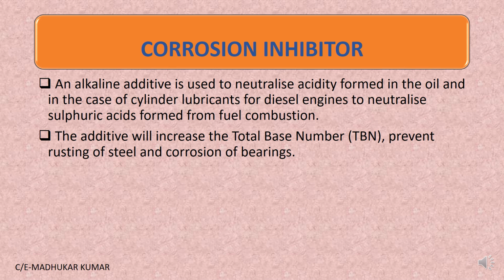So these additives will increase the TBN, that is your total base number, and prevent the rusting of steel and corrosion of the bearings, or rather prevent the corrosion of the various components where it is found. So corrosion inhibitors are also a nice additive which prevents the corrosion of the components.